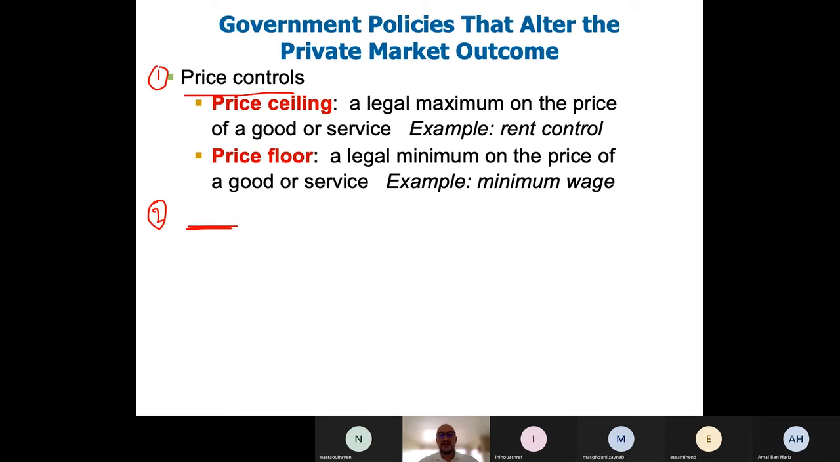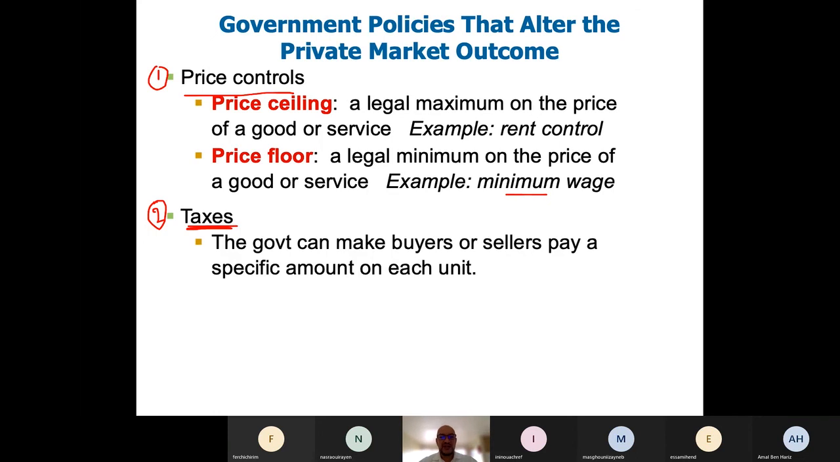And a price floor is the opposite, a legal minimum on the price of a good or service. The government says you should not, as a seller, apply a price lower than such a level. The widely known example is the minimum wage. In many countries like Tunisia, and even in the US, there is a minimum wage, below which a firm or government body should not give a wage. So this is what we mean by price ceiling and price floor.